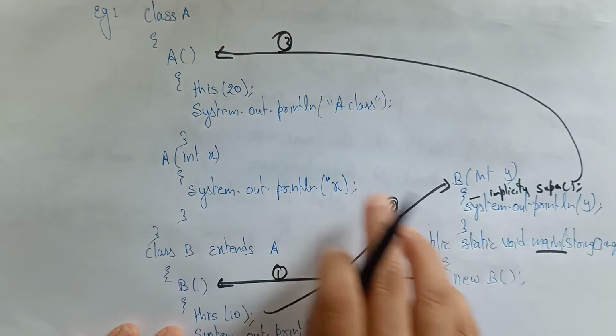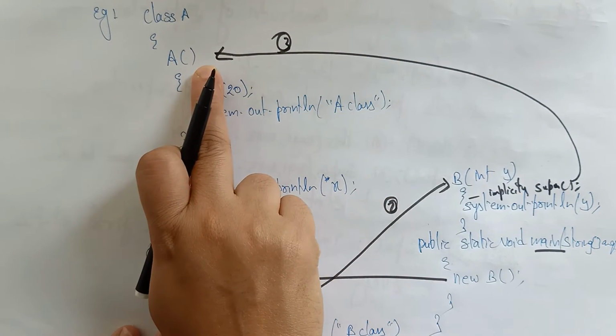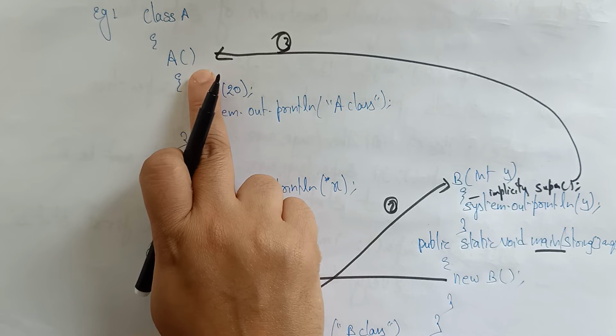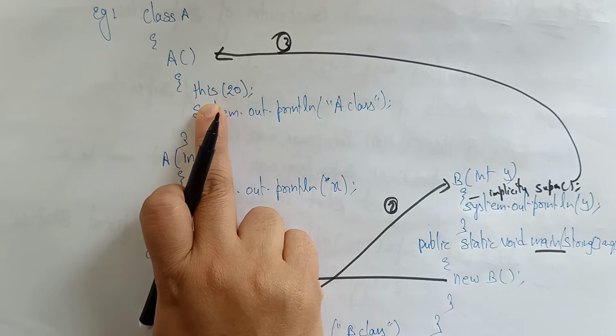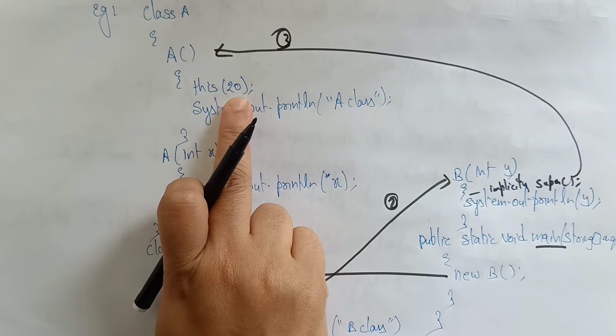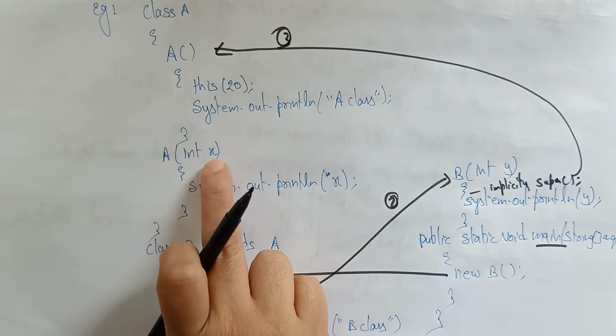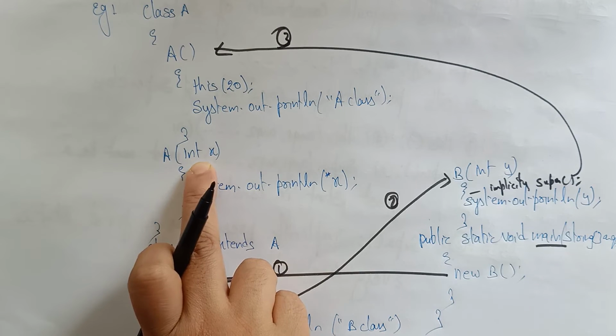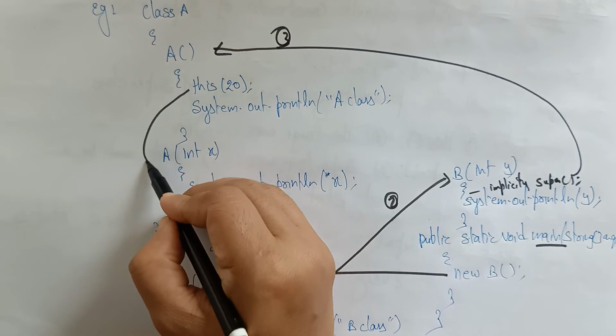This is the third statement, the third time, so coming to here. But whenever it entered here, the first statement is this 20. This 20 means it's a parameterized constructor, so it means within that class only. So where is the parameterized constructor? Here. So the compiler comes to here.